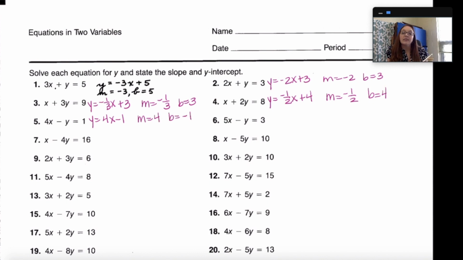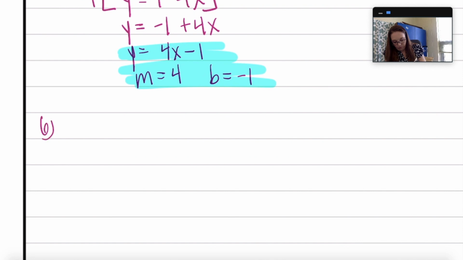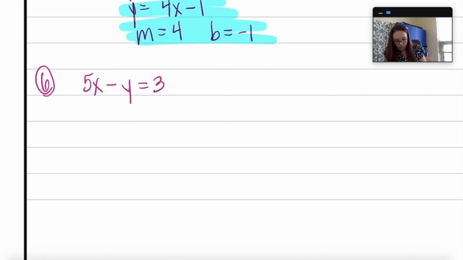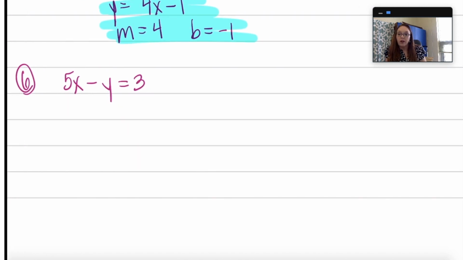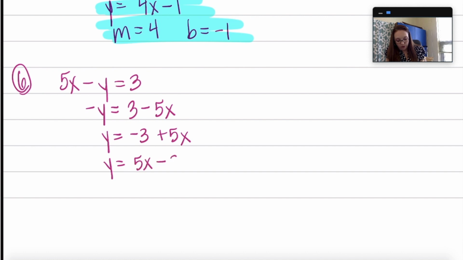And we'll do number 6 together. All right, 6 is 5x minus y equals 3. Okay, we'll start off by subtracting 5x on both sides. And just like in the previous problem, we're left with negative y. So we're going to multiply everything through by negative 1, which just changes the sign of everything. So we get y is equal to 5x minus 3.